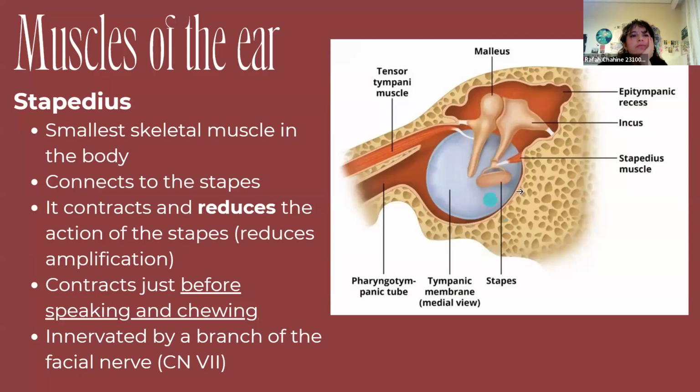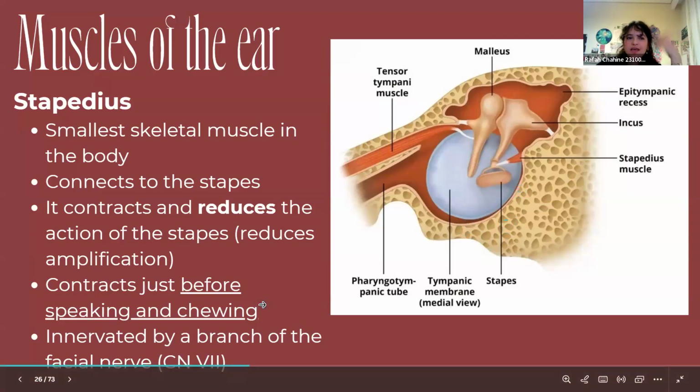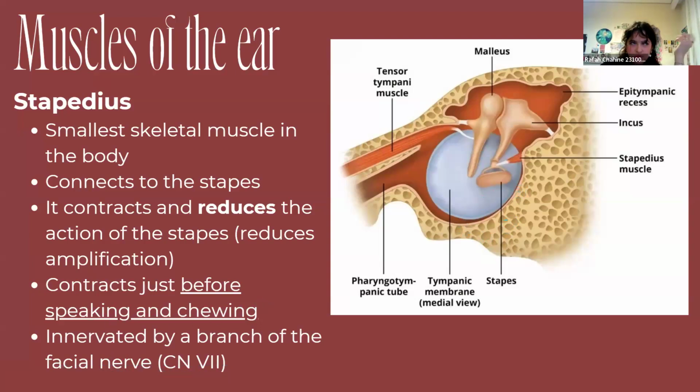And most of the time it contracts before speaking and chewing, and that is because if we didn't have the stapedius muscle, what would happen is you would be able to hear yourself eat more than you usually do. And I know sometimes when we chew, we can hear ourselves chewing, right? But the function of the stapedius reduces that sound by so many levels. In case we didn't have it, then we would be able to hear ourselves chew, and we would be able to hear a bunch of vibrations as we speak.